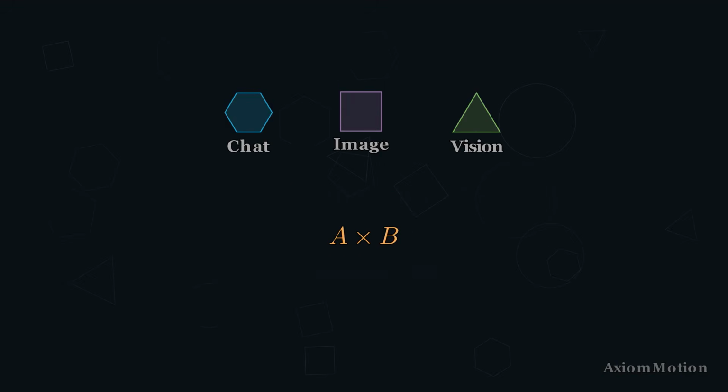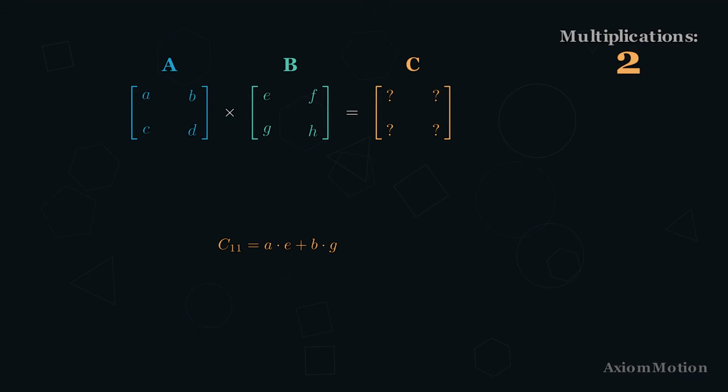Every time you ask ChatGPT a question, every time an AI generates an image, every time a self-driving car recognizes a stop sign, the same operation happens trillions of times. Matrix multiplication. Here is how you learn to multiply two matrices in school. You take each row of the first matrix, each column of the second, and you multiply the entries together one by one. For 2 by 2 matrices, that is 8 multiplications.